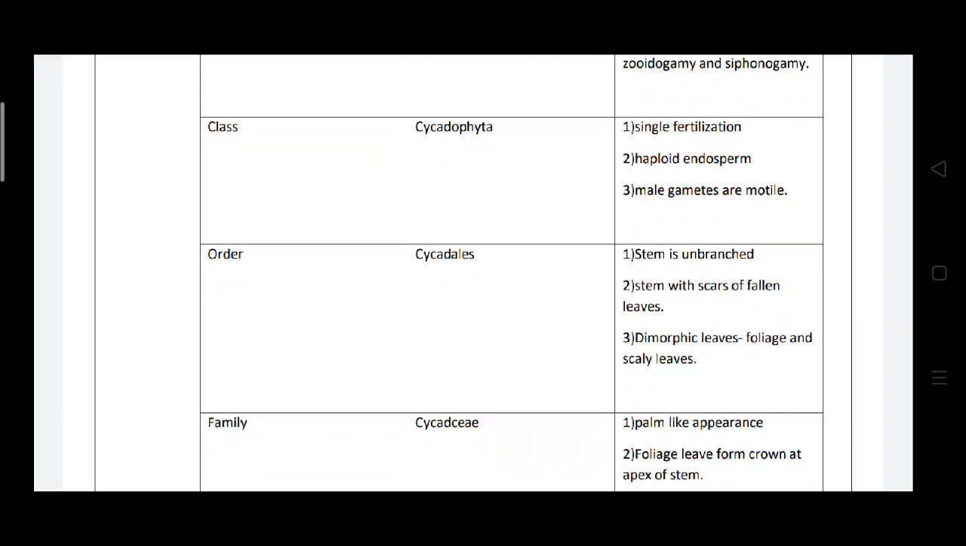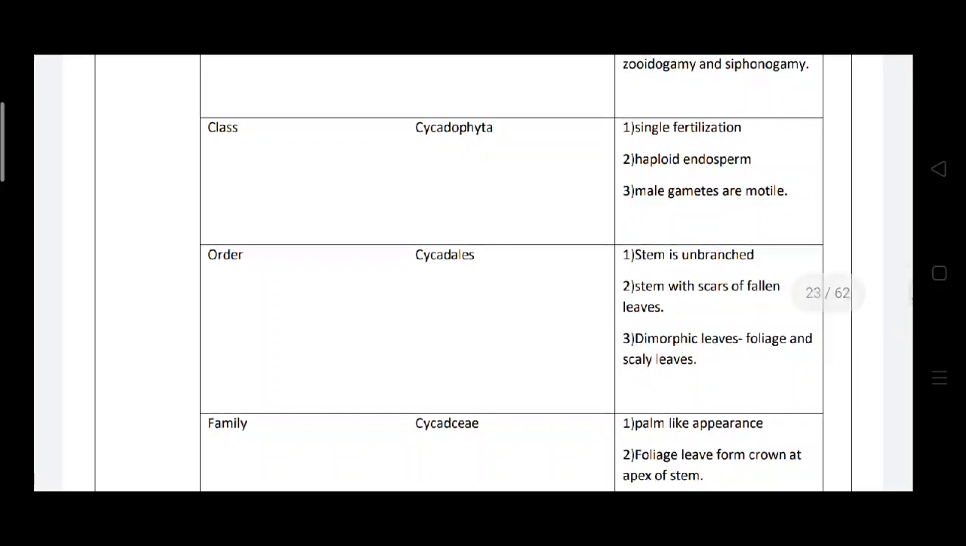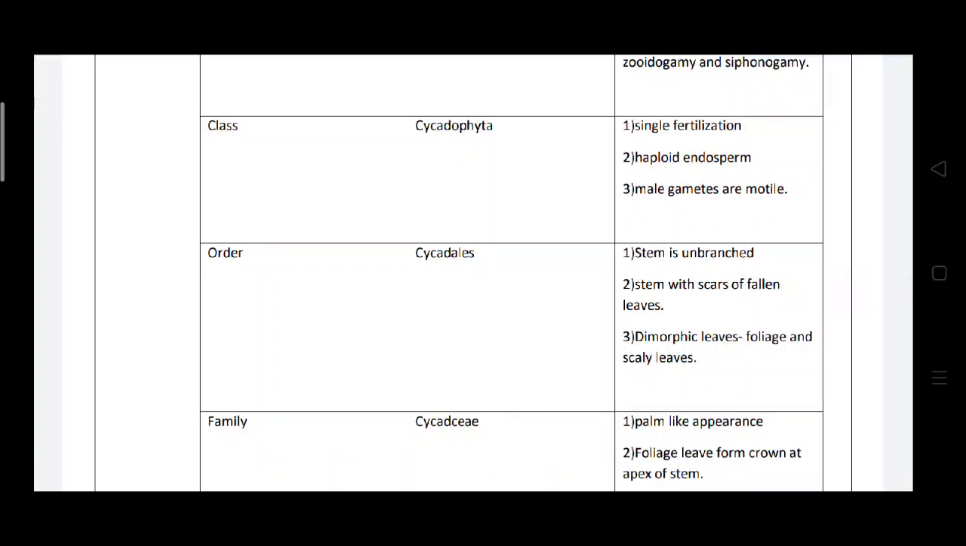It comes under the order Cycadales. The order Cycadales is characterized by an unbranched stem, the part of the plant that is the stem, as in the coconut plant. In the coconut plant it is an unbranched plant. In the same way, the order Cycadales has an unbranched stem, with scars of the fallen leaves. As you have seen in the coconut plant, leaf scars are present on the stem. Same here in the Cycas plant.